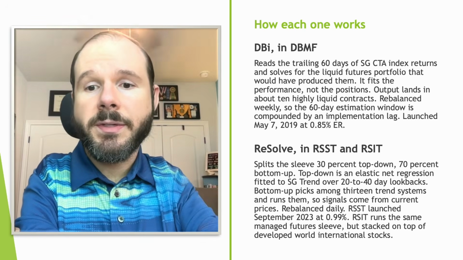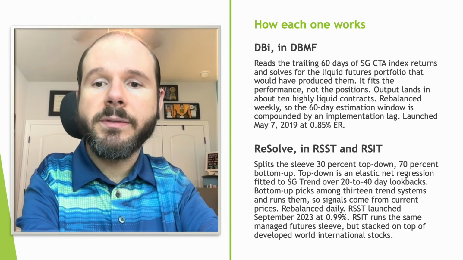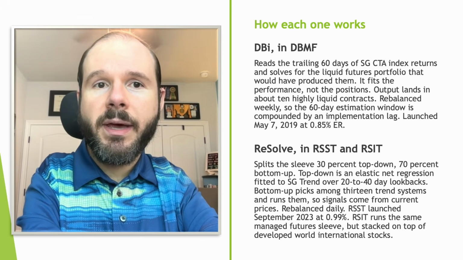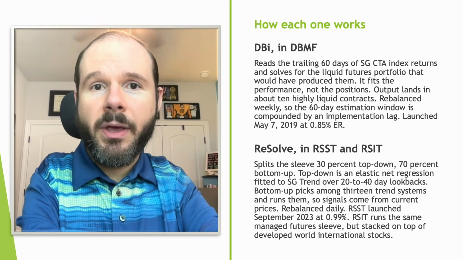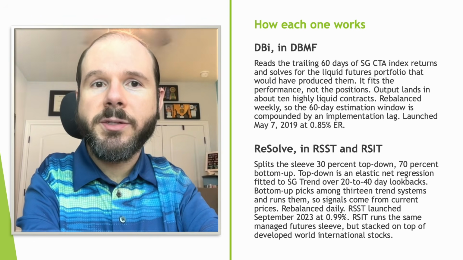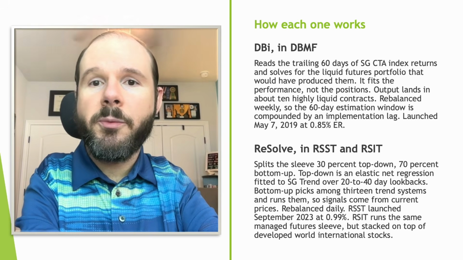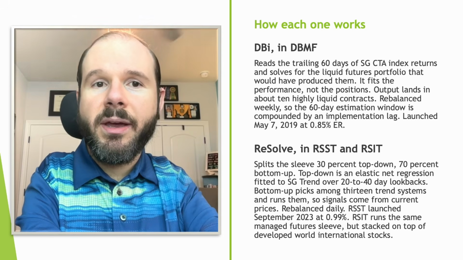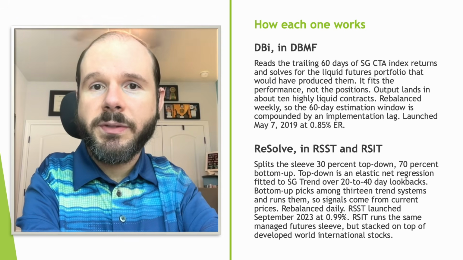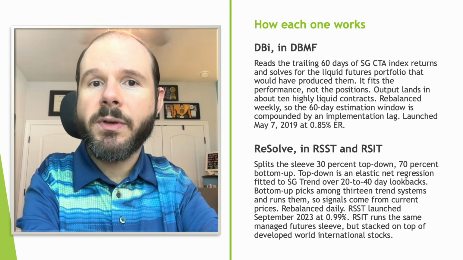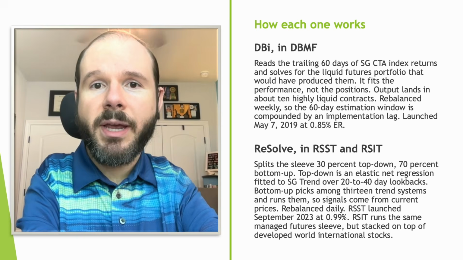The other thing that makes a difference between the two funds is their different approach to lookback and rebalancing. DBMF's Dynamic Beta Engine looks at the trailing 60-day performance of CTA hedge funds and solves for a portfolio of liquid contracts that would have mimicked it, or at least approximated it. Now it's looking at performance, not positions. The output is deliberately small and liquid, which keeps costs and capacity in good shape.